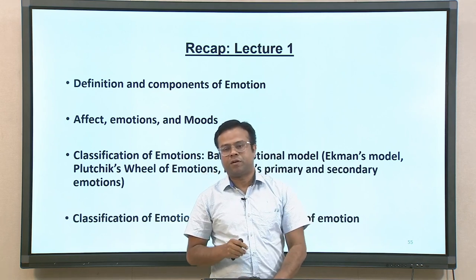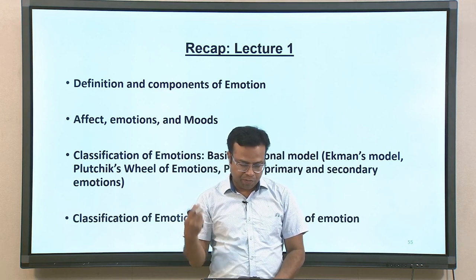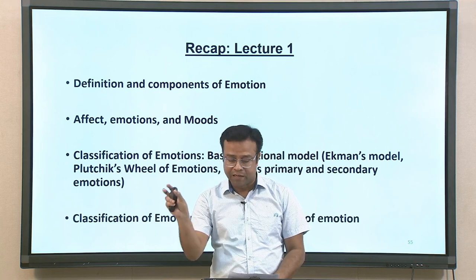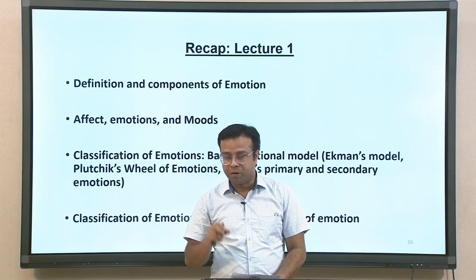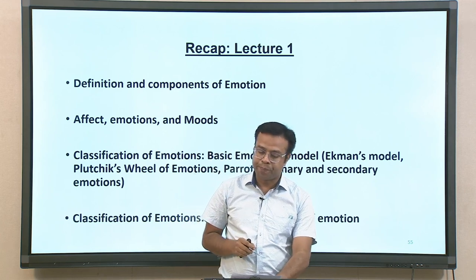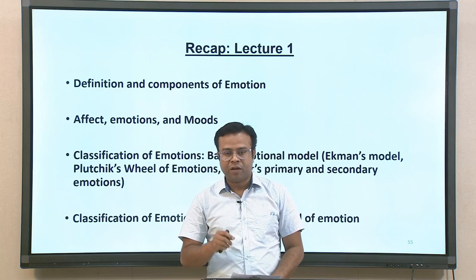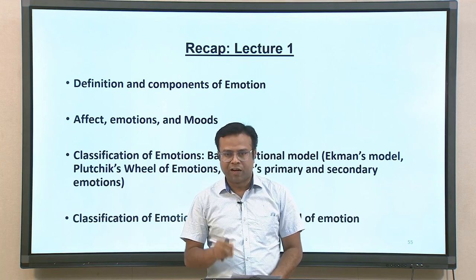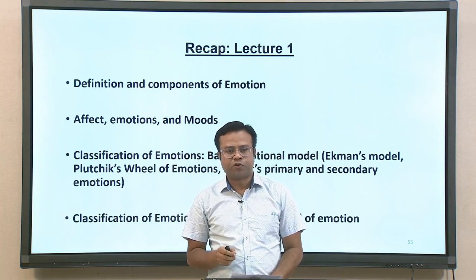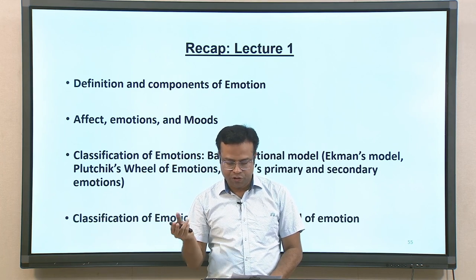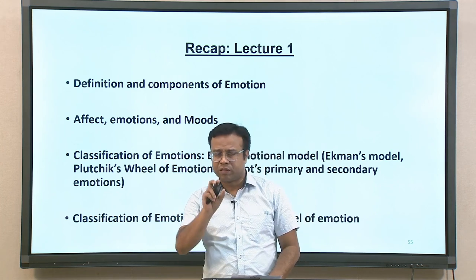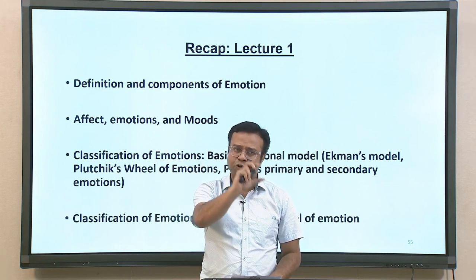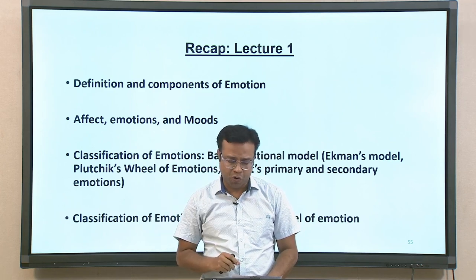Among those, we discussed Ekman's model, which talks about 7 basic emotions: anger, fear, sadness, joy, contempt, disgust and surprise. We discussed the facial expressions associated with each of these emotions. We also discussed Plutchik's wheel of emotions, which talks about around 8 basic emotions and their characteristics, and how these basic emotions can combine to form advanced emotions.